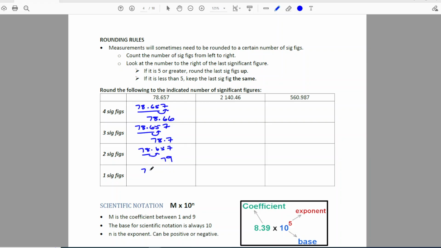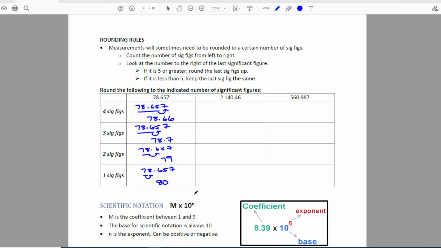And then lastly, to 1 sig fig, I've got 78.657. I'm going to be rounding the 7. Because there's an 8 beside it, it's going to round to an 8. But I can't just write 8. 8 is a very different value than a 78, so then I put a 0 there to keep it as 1 sig fig, but keep its place value, right? So 78 would round to 80.